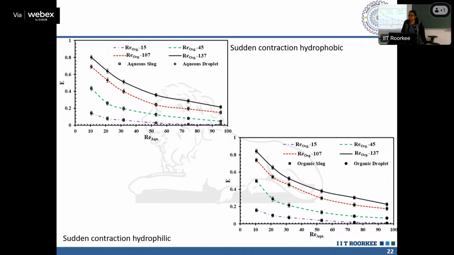Any other? In a single, yes, it is very much possible. And in fact, this is the motivation for our work, to do it separately. If you go back to the literature, we have found that researchers have used a series of sudden contractions and sudden expansions.